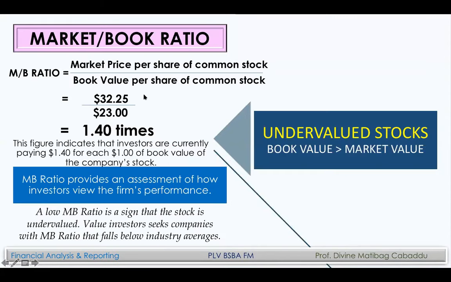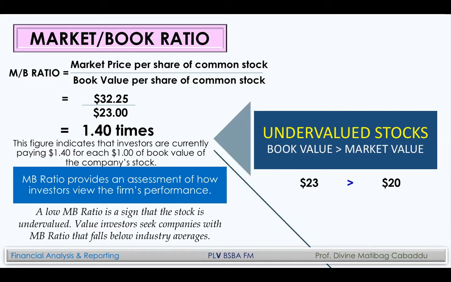Tama? Now, market book ratio naman. Okay? So, market book. So, your numerator is the market value and the denominator is your book value. Okay? So, the market price per share of common stock divided by the book value per share of common stock. So people are buying this stock at $32.25 in exchange for $23. So this is 1.40 times. Okay, it indicates that investors are currently paying 1.40 times for each dollar of book value of the company stock. In peso, it's as if you are paying 1 peso and 40 centavos in exchange for 1 peso book value of the company's stocks.